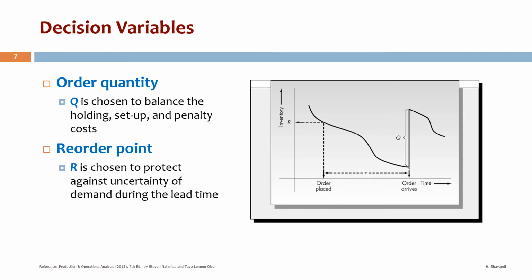So in this model, we are going to optimize our decision on two things. The first thing is Q, and the second thing is R. So we need to optimize the order quantity and also reorder point, when to order and how much to order. The answer for when to order is the reorder point. So here we show this by R, and this should be enough to protect against uncertainty of demand during the lead time, right?